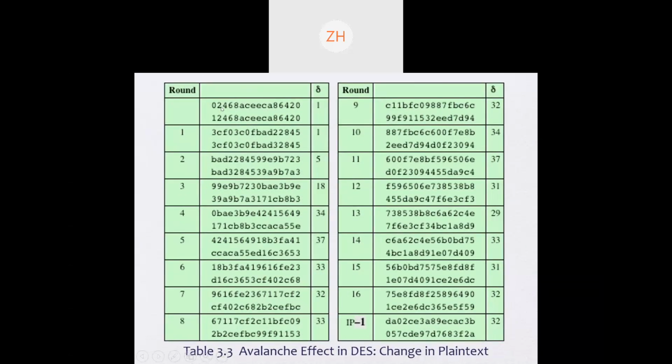Now we see this example. One block of data. You see my cursor, yeah? One block of data. This is another block of data. What is the difference between these two values? Anyone can guess? Just the first bit, which is 0 and then becomes 1. Yes, this one.